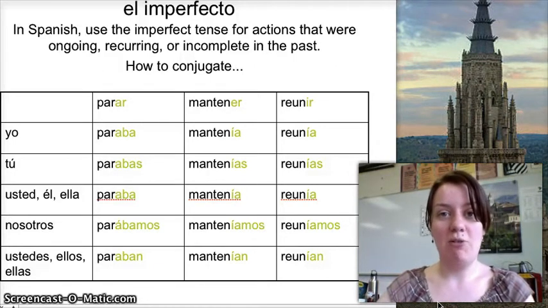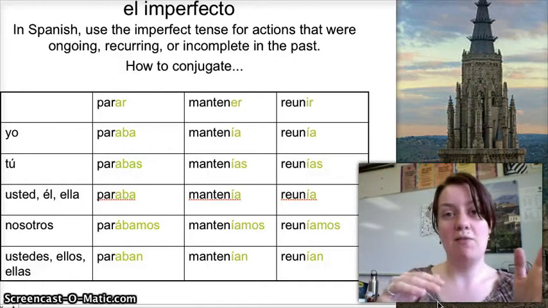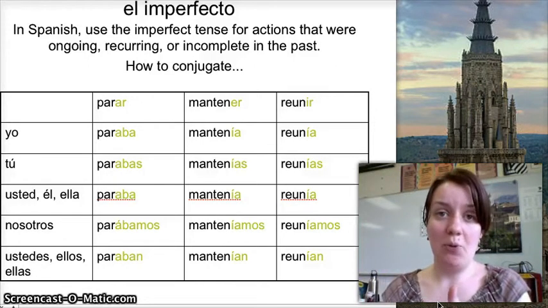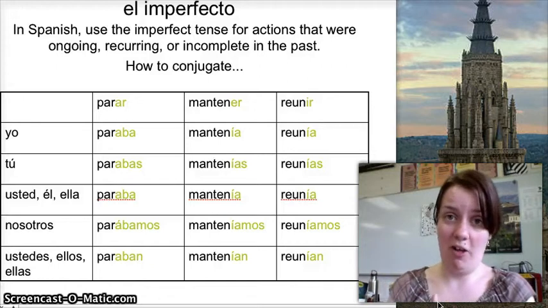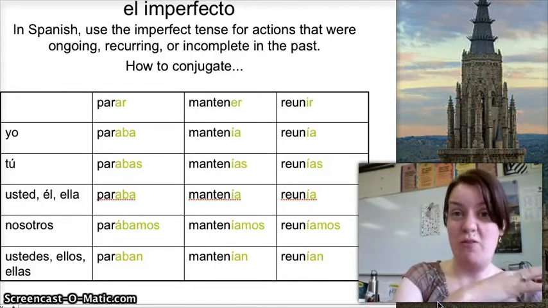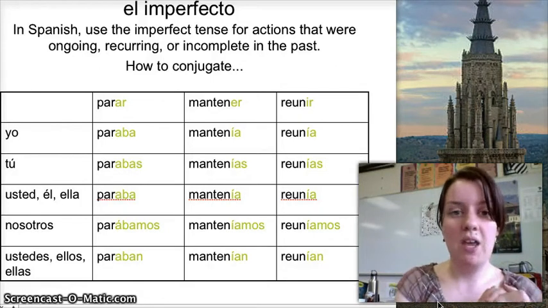So when you're telling a story, you kind of have the background and then you have the events that transpire. The events that transpire would be preterite. So you already have some knowledge of preterite. That's more of like your simple events, whereas imperfect is more of this vague ongoing stuff.